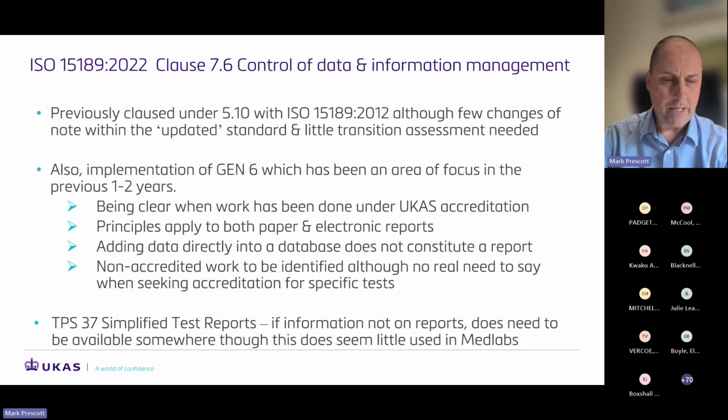The other document worth mentioning is TPS 37, which is a UKAS technical policy statement, and this is around simplified test reports. What this is basically saying is that you don't necessarily need to have all the information as required by the standard on a test report if it's explicitly agreed with users. If you've got a service agreement with your users and they tell you what they want in reports, then you can tweak those reports a little bit to include the information that they want you to.